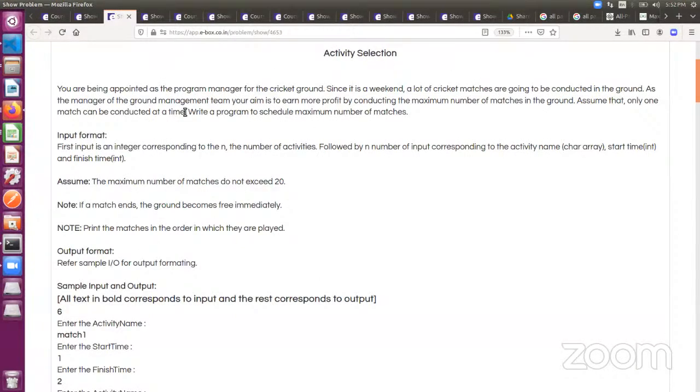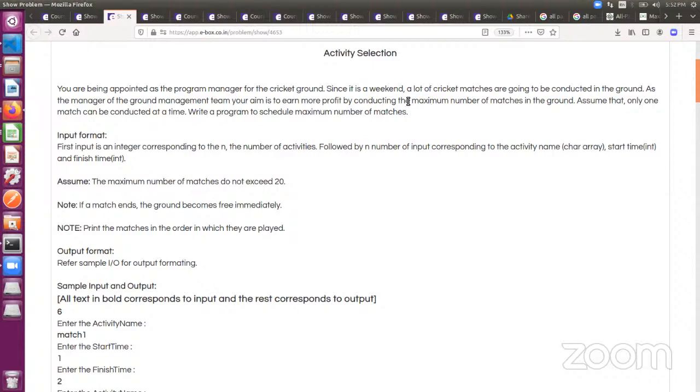So let us see the problem and then we can generalize this problem, what it would be. Okay, so you're being appointed as the program manager for the cricket ground. Since it is a weekend, a lot of cricket matches are going to be conducted in the ground. As the manager of the ground management team, your aim is to earn more profit by conducting the maximum number of matches in the ground.